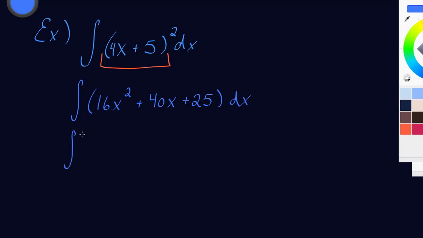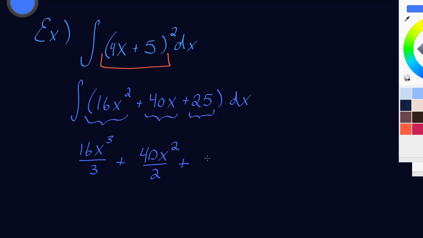Now what we can do is that we can integrate each piece of this. So let's see, this piece here, that's going to be 16x to the third divided by 3 plus 40x squared divided by 2 plus, now this is just 25, but remember, if we were to take the derivative of, say, 25x, it would be 25. So whenever we have a constant like that, we're just going to tag an x onto it. So that's going to be 25x plus c.